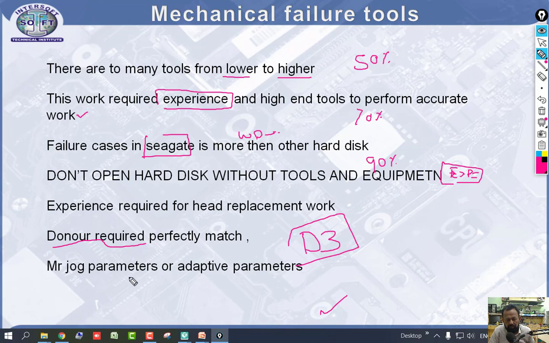Also, sometimes we have to match the head parameters or jog parameters and so on. So that also we have to see. So this is your condition, we will see it in the D3 module. Okay. Next we will go to the next portion.